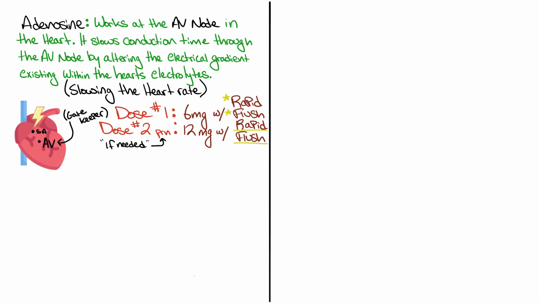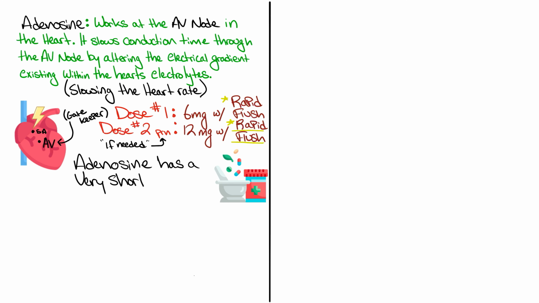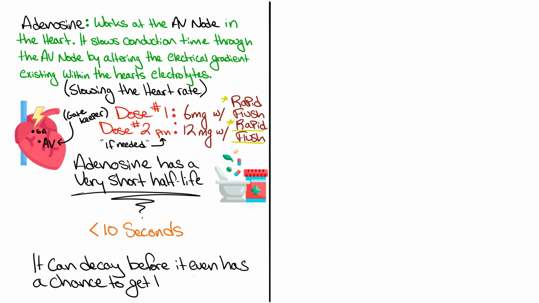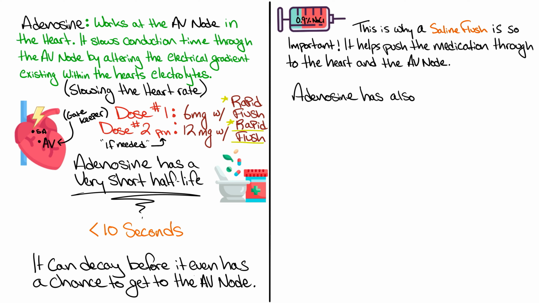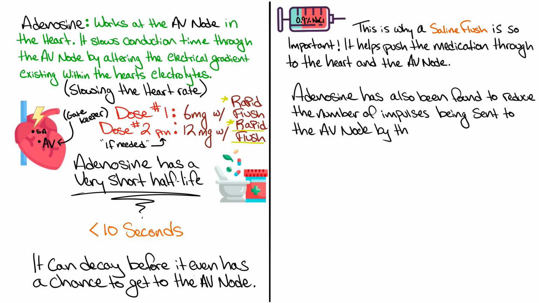The reason the saline flush is so important is because adenosine has an incredibly short half-life, roughly 10 seconds. This means it can decay before it even has a chance to get to the heart. A saline flush is going to help push the medication through to the heart and to the AV node. Lastly, adenosine has also been found to affect the SA node, reducing the number of impulses sent from the SA node to the AV node.